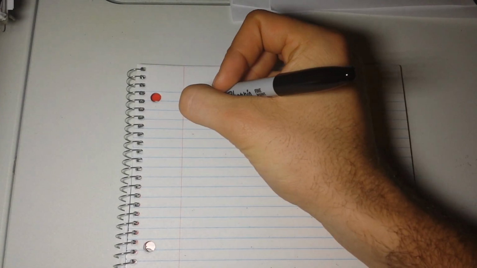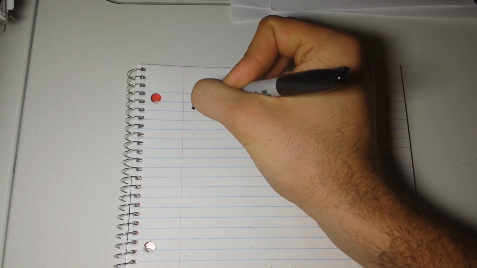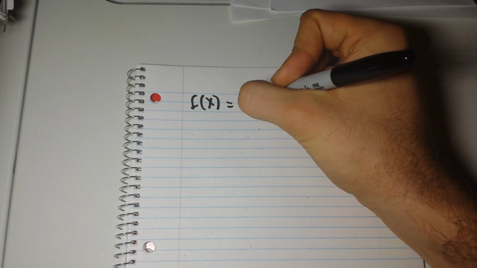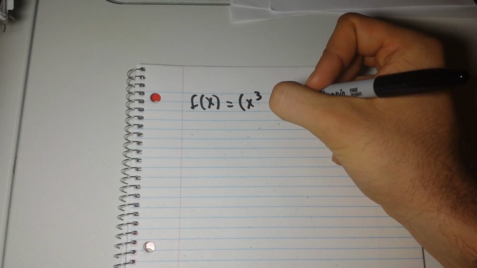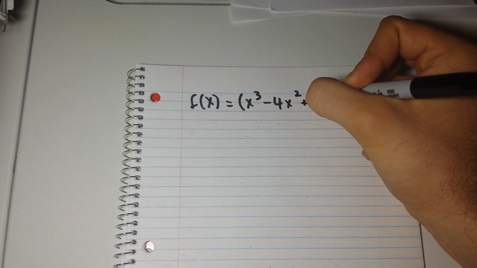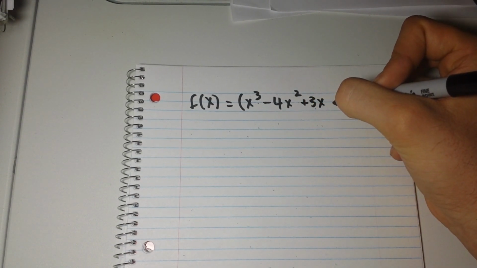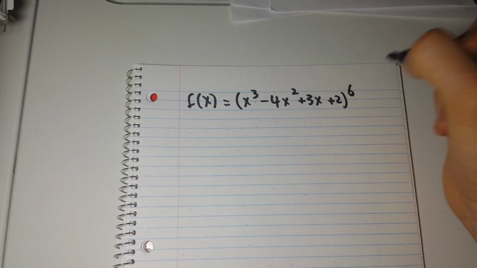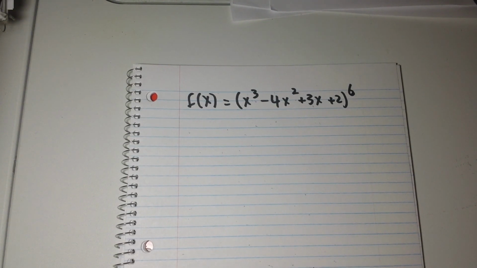So we can see the function f of x. This is quite long and involved. x cubed minus 4x squared plus 3x plus 2, to the power of 6. Oh, 6. Okay, so that is a long, quite involved function. It's not difficult, but we have a pretty long h of x in there.